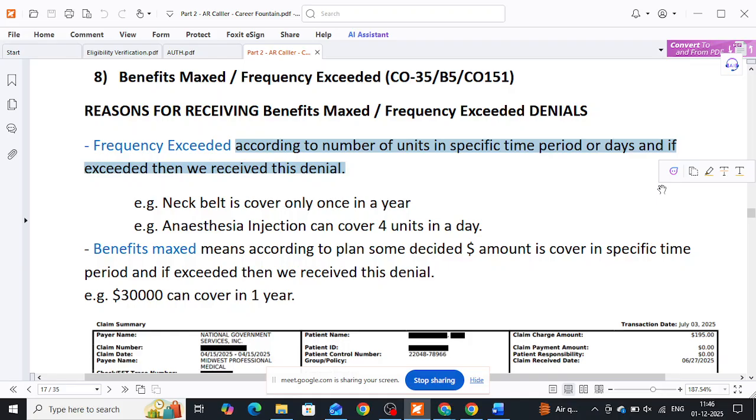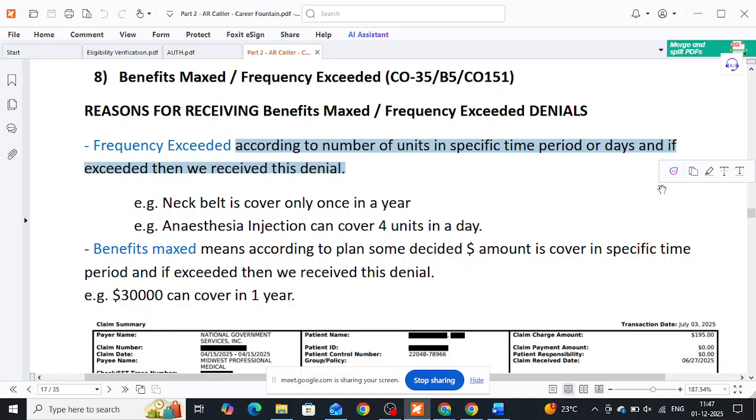So if the patient is billing that two times, three times, maybe taking it from the same provider or a different provider, but within a year insurance has received a second bill for the neck belt, then they will not pay because they already paid in the same year for another date of service in the past. So this time they will deny for frequency exceeded. Same for some injection codes as well. Some insurance companies, as per the plan, say they can cover a particular injection 3 units in a day. But for a particular surgery, we use 6 units.